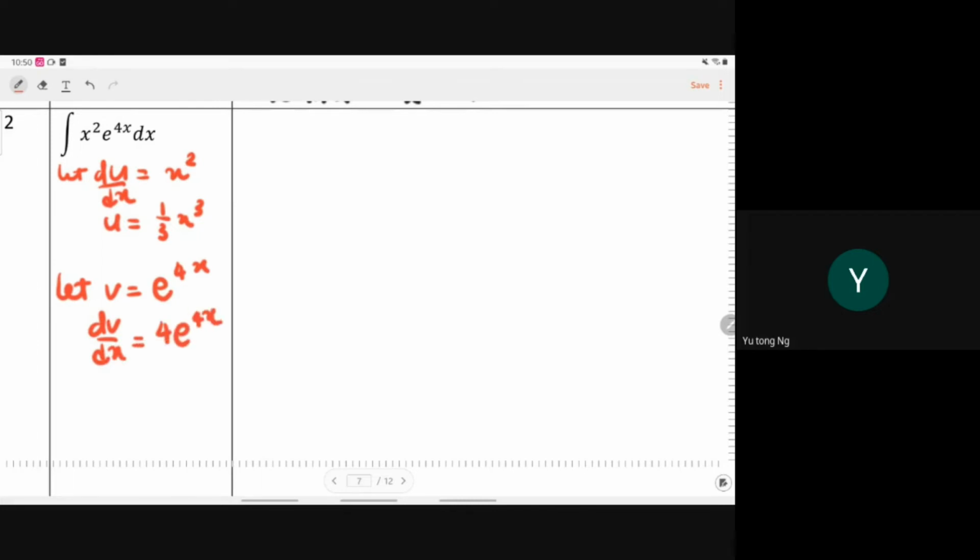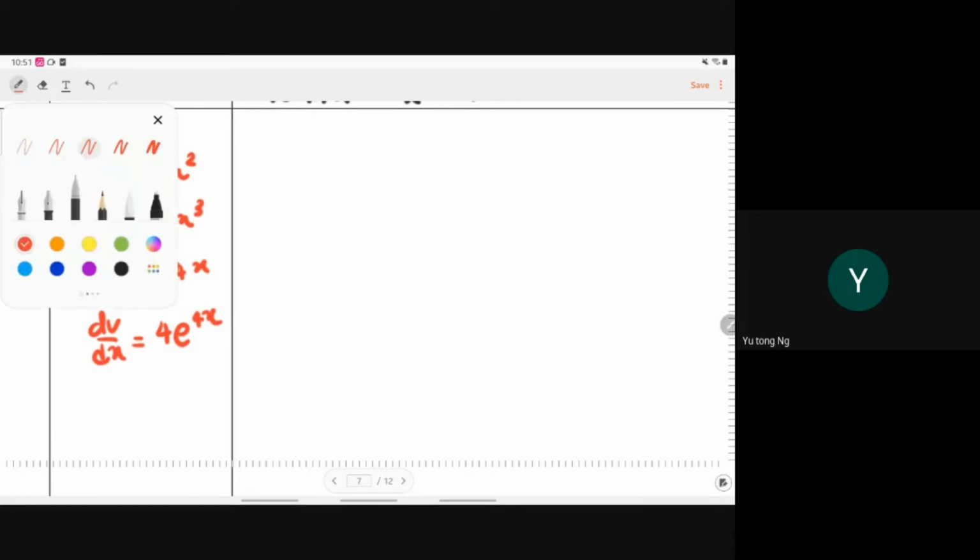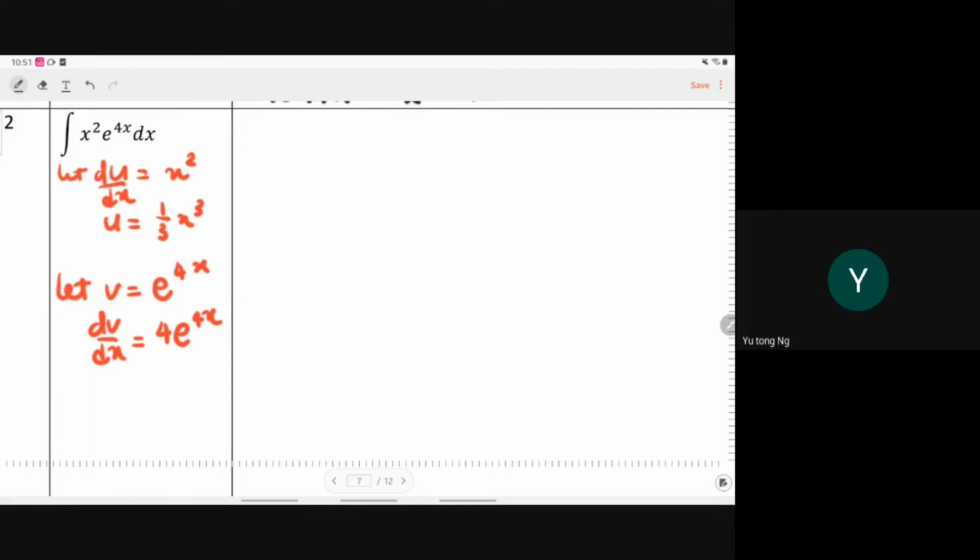Actually you can try by using your x square as your v, e^4x as your du dx as well, because e^4x we can differentiate, we can integrate as well. They are product of the derivatives and integrals, both can. So you can try by shifting your x square, instead of using that one as your du dx, you can also use your x square as v and e^4x as your du dx. But for now I prefer to use my du dx as x square and my v as e^4x.